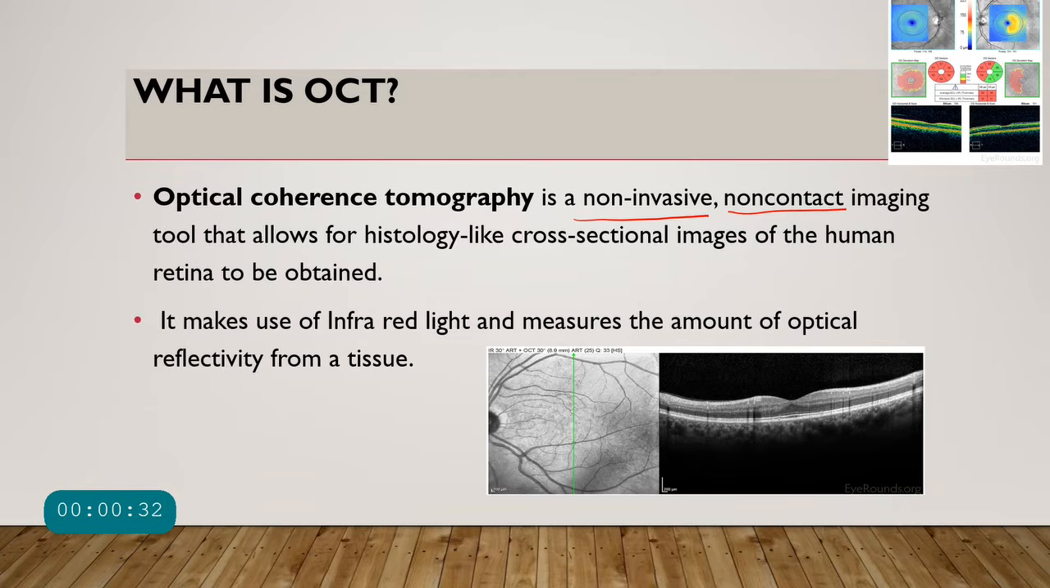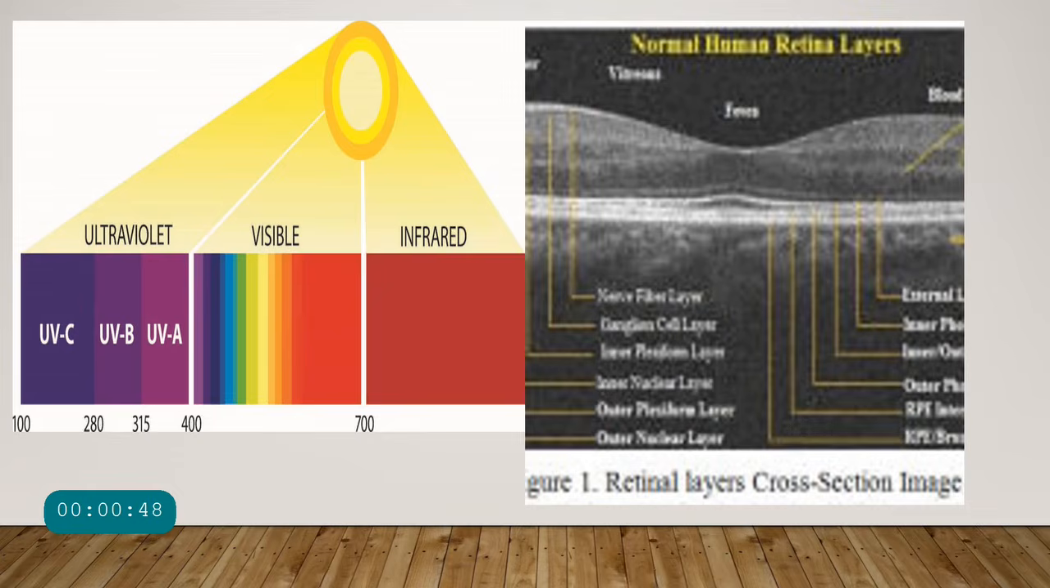This OCT is actually using infrared light or near infrared light and measures the amount of optical reflectivity from the tissues. What I mean by optical reflectivity is the amount of light that is getting backscattered from the retina. As we all know, electromagnetic radiation consists of ultraviolet, visible and infrared light. The visible spectrum is from 400 nanometers to 700 nanometers, and anything beyond 700 is infrared.